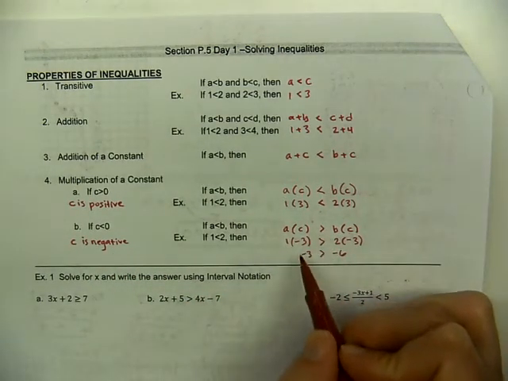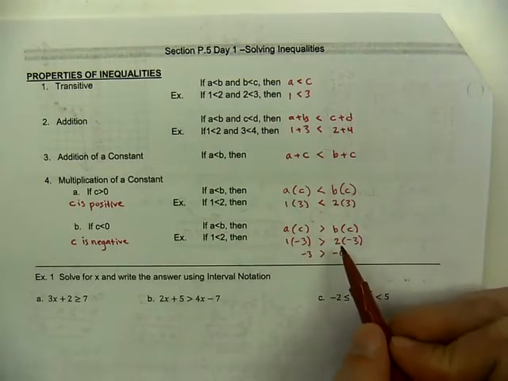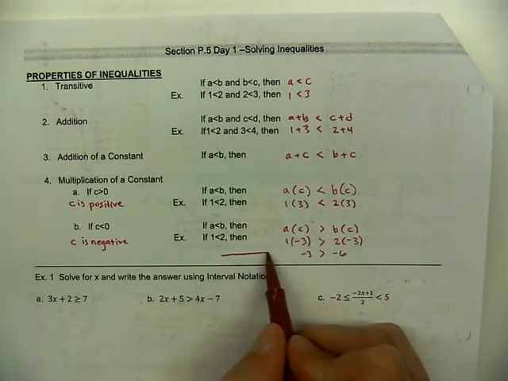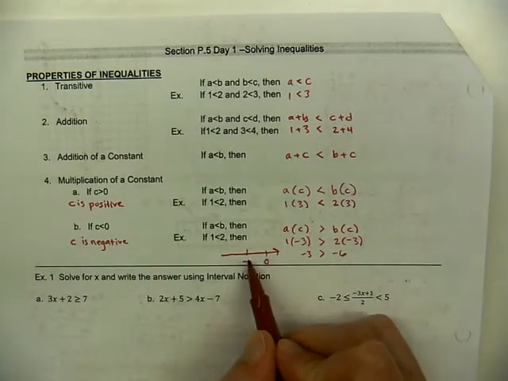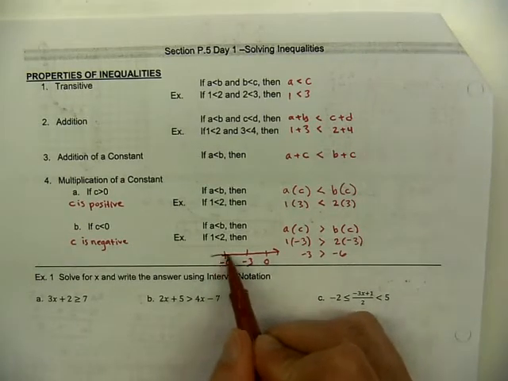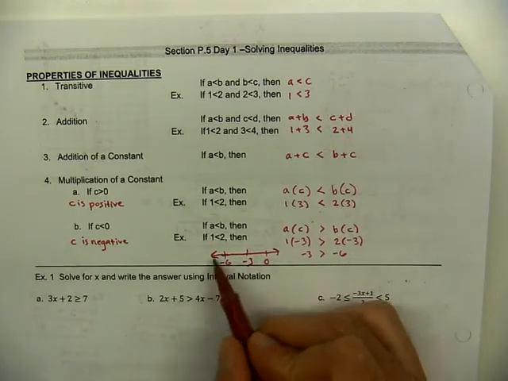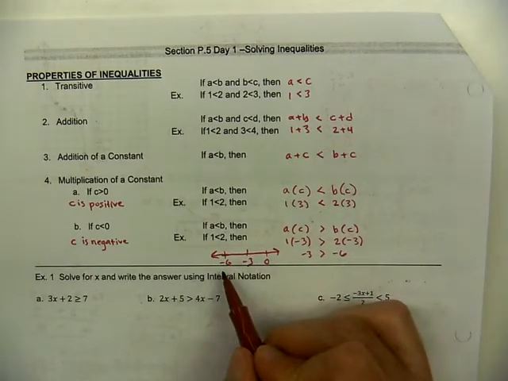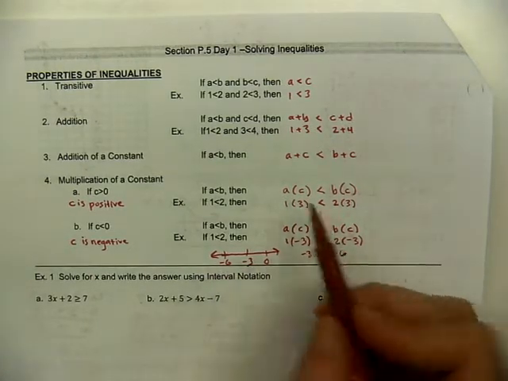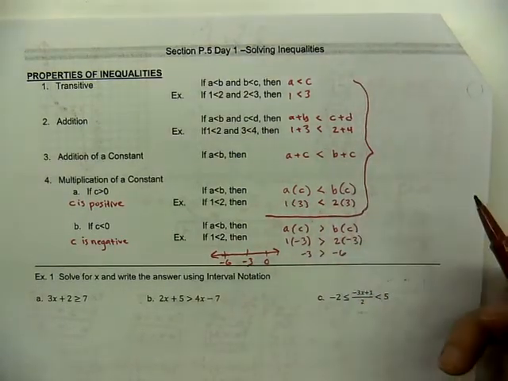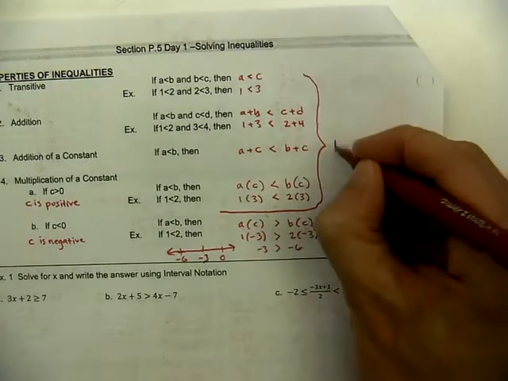As an example, 1 times negative 3 will be bigger than 2 times negative 3, because if you think of your number line, negative 3 is closer to the right-hand side of the graph. That makes it a bigger value. And negative 6 is closer to the left-hand side of the graph, so that makes it a smaller value. All of these symbols here have remained the same, so here we say it preserves the inequality.